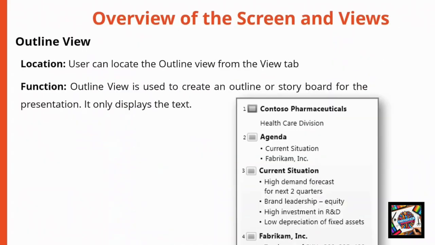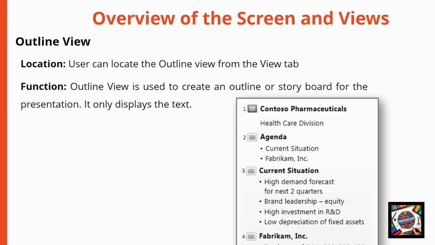After notes page view comes outline view. Here, users can locate the outline view from the view tab. So it's not present at the bottom of the screen where the taskbar is located. It is only present in the view tab. You can create an outline or a storyboard of the presentation, and it is only displayed as text.